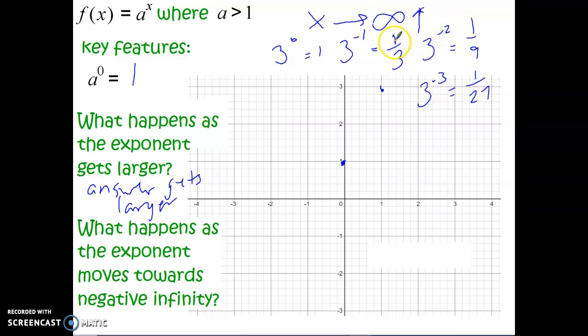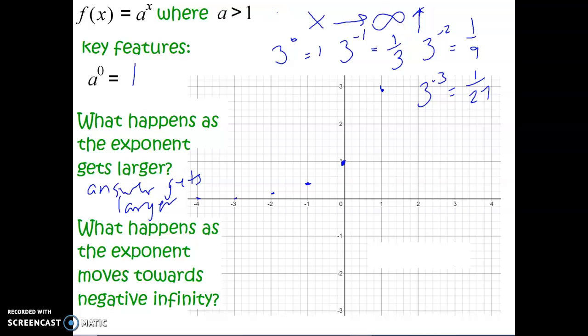Okay, so look what happens. As my denominator gets larger, my fraction as a whole gets smaller. 1/3 is bigger than 1/9. 1/9 is bigger than 1/27. So smaller, smaller. It's getting smaller as we go. So at negative 1, I would be at 1/3. At negative 2, I'm going to be at 1/9. Negative 3, 1/27. Negative 4 would be 1 over 81. And you can see that it's getting closer and closer to that x-axis.